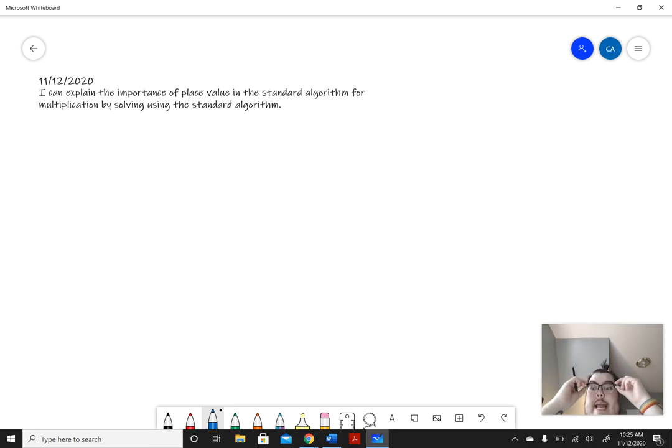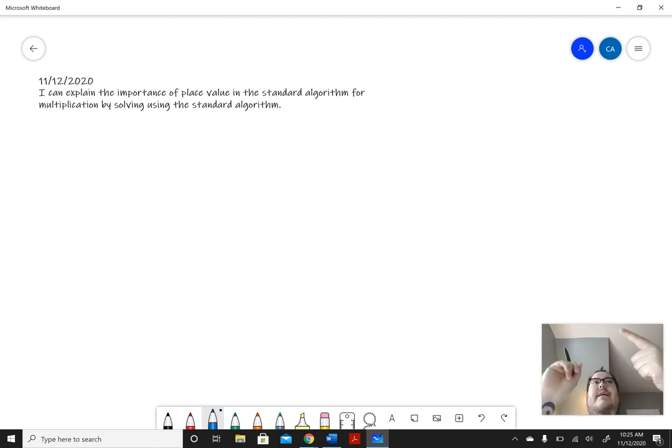So anyway, let's go through our learning objective and then let's get to work. Our learning objective, or our goal for today, is that I can explain the importance of place value in the standard algorithm for multiplication by solving multiplication expressions using the standard algorithm. Okay, so let's just get into it.